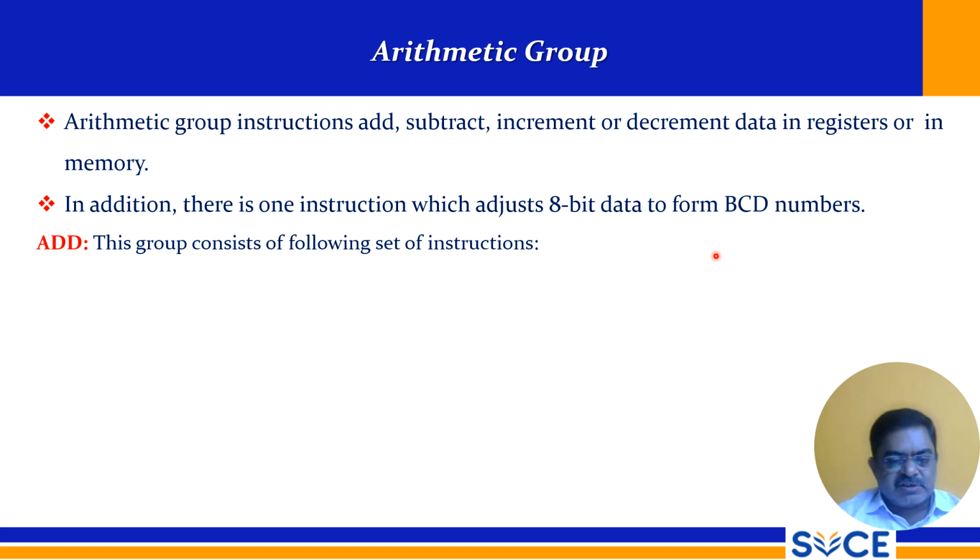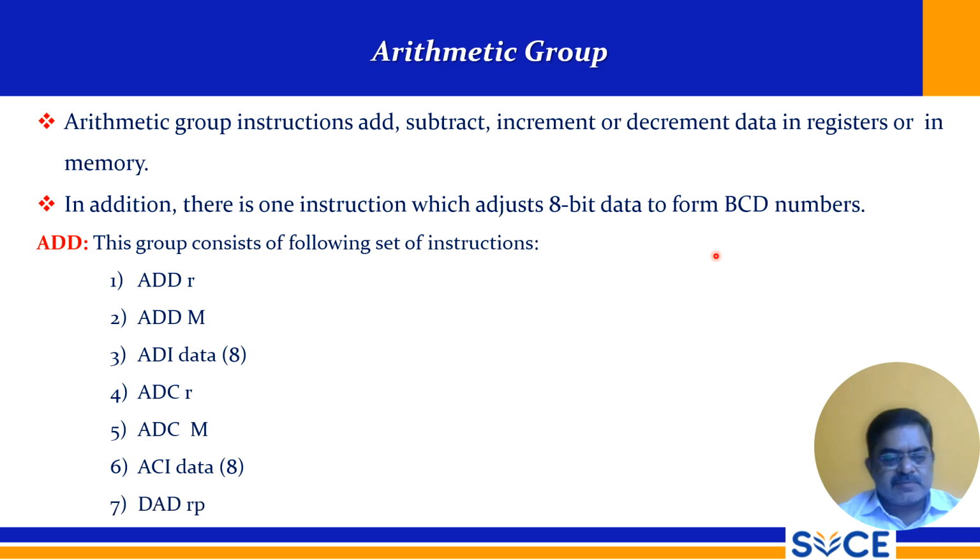We will discuss all those 7, starting with addition. Similar to addition, we have subtraction, which is the same as addition only. We will see those also. So these are the 7 instructions: ADD R, ADD M, where M is the memory pointer specified by the HL register pair, ADI data 8, ADC R, ADC M, ACI data, DAD RP. This last one is the special type of instruction.